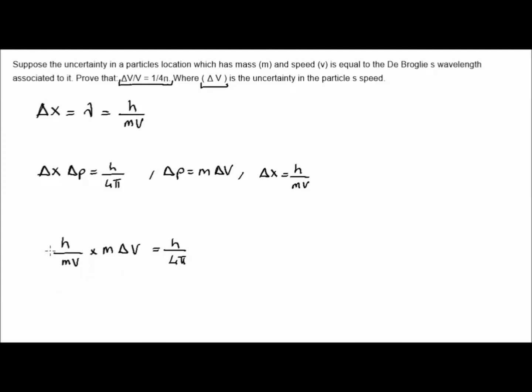And h and h are going to cancel each other. M and m are going to cancel each other. We have delta v over v. Delta v over v equals, there is nothing else, that means 1 over 4 pi.